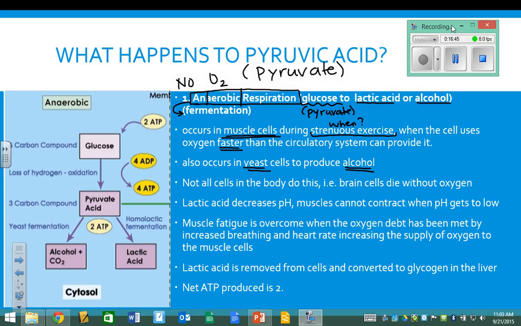Now the next point is pretty important. Not all cells in your body can do this. So not all of your cells can do anaerobic respiration. Some cells in your body die. Brain cells would be an example. Your brain cells do not do anaerobic respiration. If they don't have oxygen, they give up. They die.